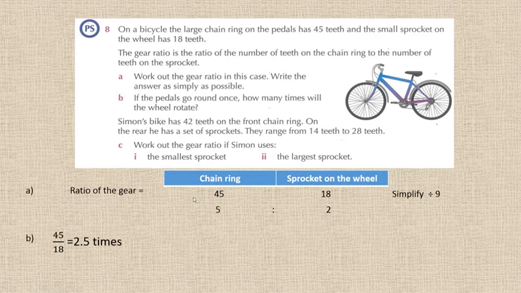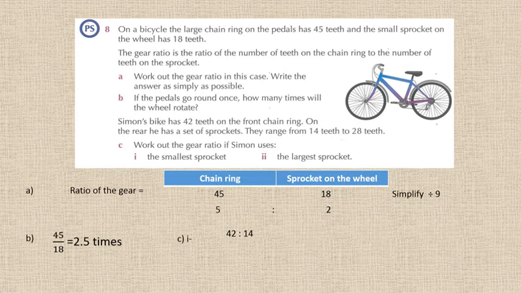So to write down the gear ratio, you have to write down the number of teeth on the large chain ring on the pedals to the number of teeth on the small sprocket. Like here, it's 42 to 14. 42 teeth on the front chain ring to 14 on the smallest sprocket. And again, you have to simplify.